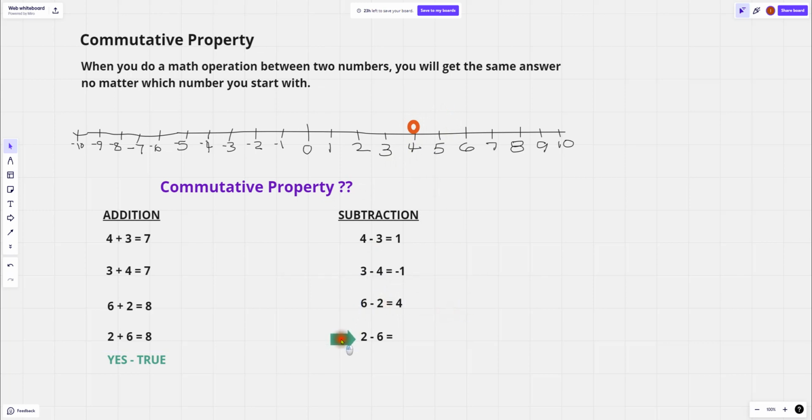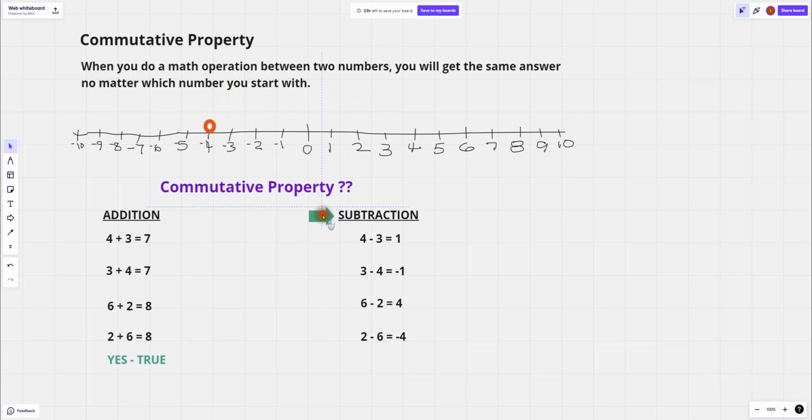What about 2 minus 6? Will I end up with 4 as my answer if I switch these numbers around? Well, we're going to start with the number 2 and we're going to go to the left 6 places for subtraction. So here we are at number 2. 1, 2, 3, 4, 5, 6. Wow, look at that. I end up at -4, which, as you can see on our number line, is very different from the number 4, isn't it? So I don't end up with the same answer.